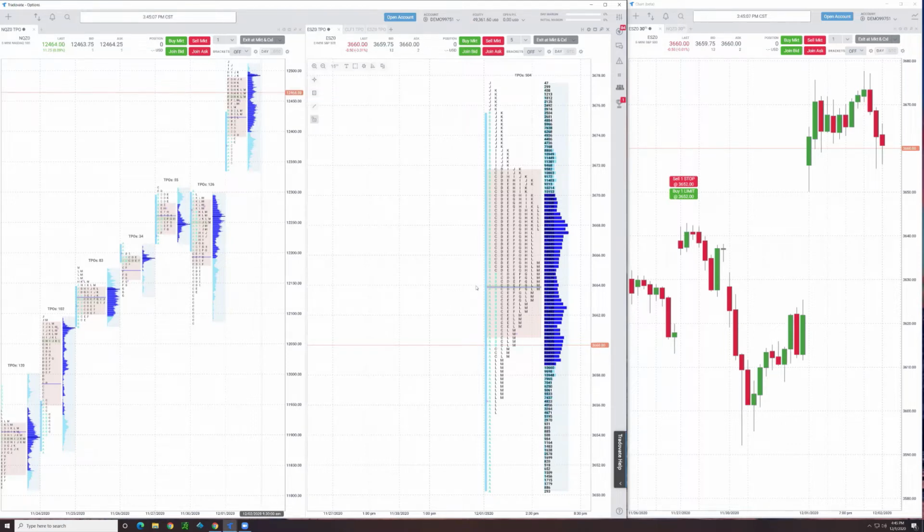Now, not to confuse POC with VPOC. That's volume point of control. The volume point of control is where the most volume occurred. And oftentimes they will line up on the chart, but they don't have to. So I just want to point that out.